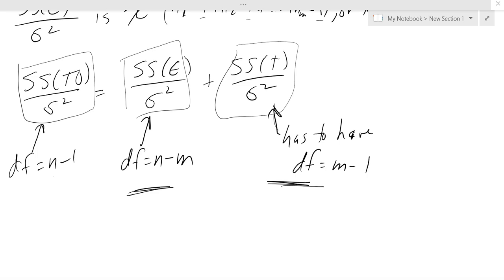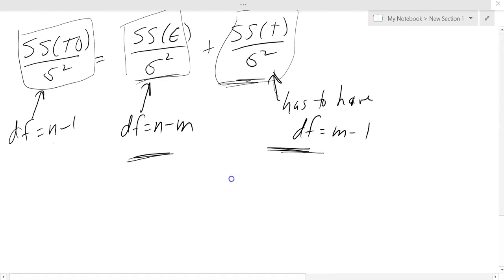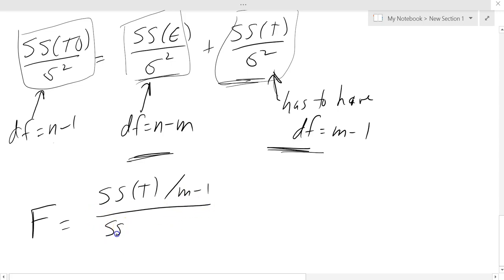The reason for that is that if the means are all the same, then the expected value for the last piece should be what we expect it to be. So we can base our test, our F statistic, on your SST over m minus 1, chi-squared divided by its degrees of freedom, over the SSE over n minus m.